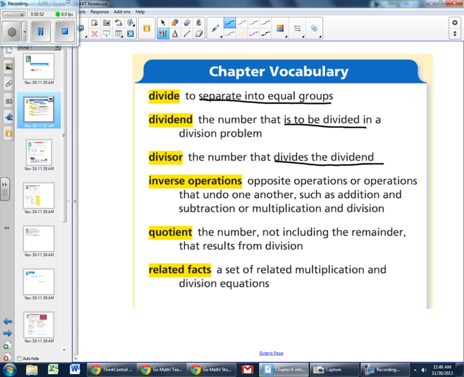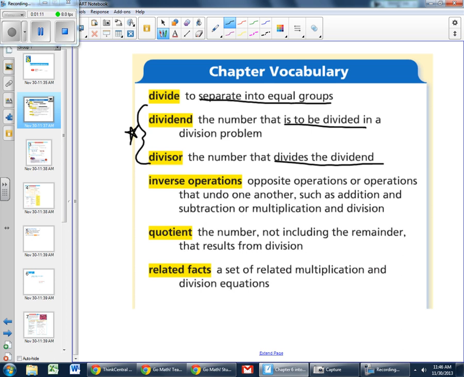So these two, you're just going to kind of have to memorize what they mean because they're so similar, and those words sometimes get flipped back and forth in our minds. So we're going to go ahead and pay special attention to those, and maybe it'd be a good idea to write these two in your math journal.